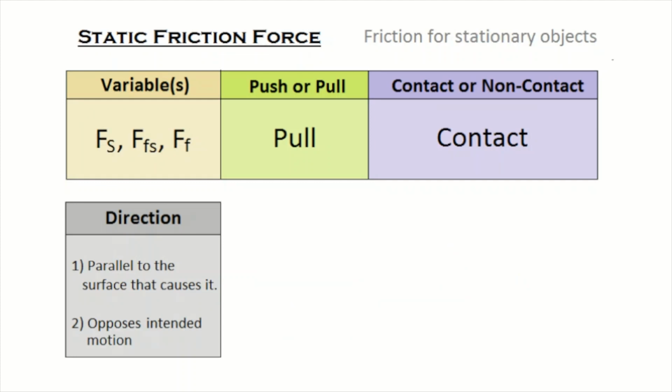Static friction is our other frictional force. This is the friction for stationary objects, so we're looking for no motion between the object and the surface it's touching. Fs, force static, is the primary variable. Just like our other friction, we'll go with pull and contact. It is still parallel to the surface, but now it's opposite what's known as intended motion.